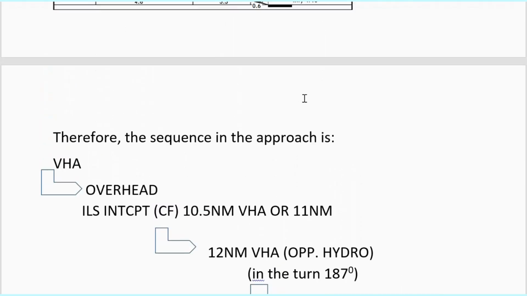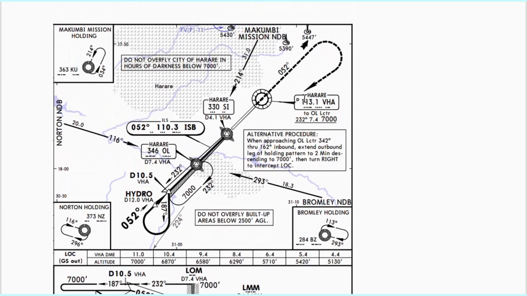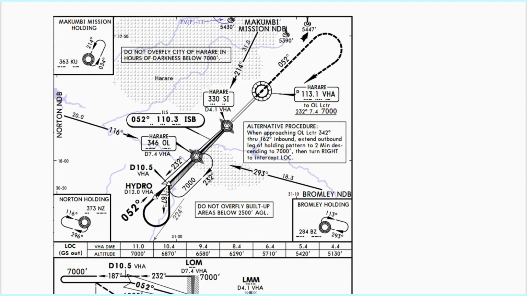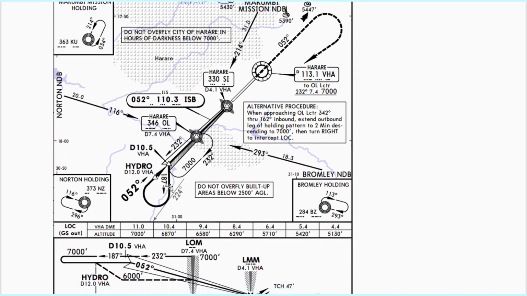If I go back, the FMS is calculating for me from Victor Hotel Alpha. I ignore all these points here. I'm working at this point here. That's my first point. After Victor Hotel Alpha, I'll go to this point here, 10.5 nautical miles. That's an intercept point. But notice that I'm not intercepting it, not yet. I'm going to be above the 7,000 feet that I need to intercept it.